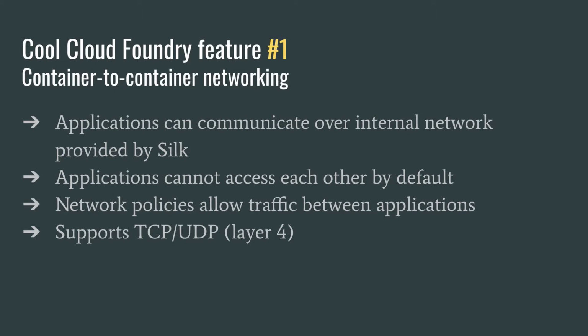This is sometimes known as internal networking, and it basically exploits the Silk CNI to allow applications running on Diego cells to communicate with one another directly. By default, traffic is not allowed between applications, but we can create network policies using the CF CLI to allow either TCP or UDP traffic to flow directly from one application container to another.